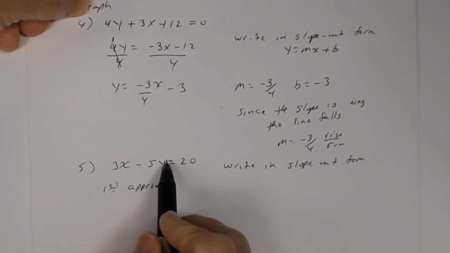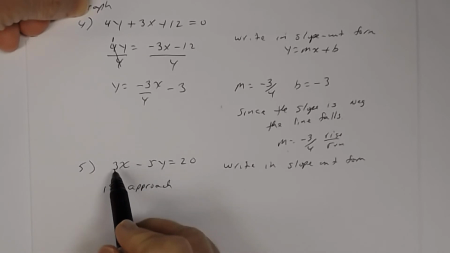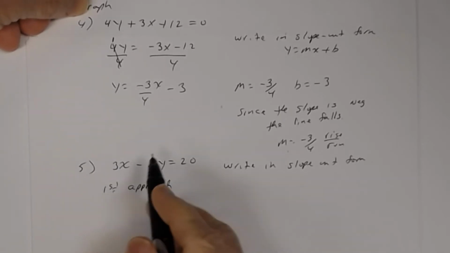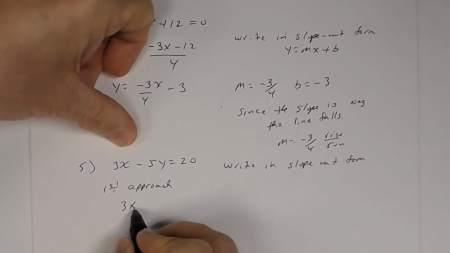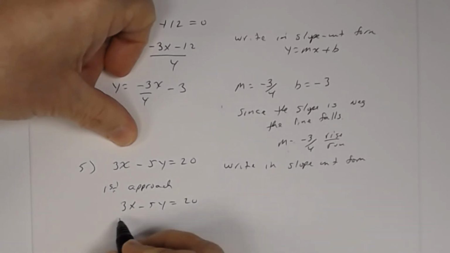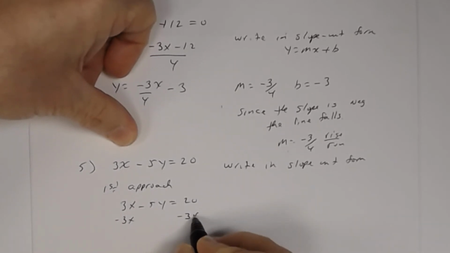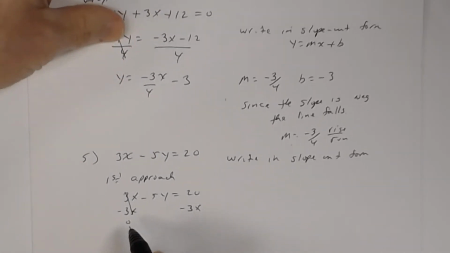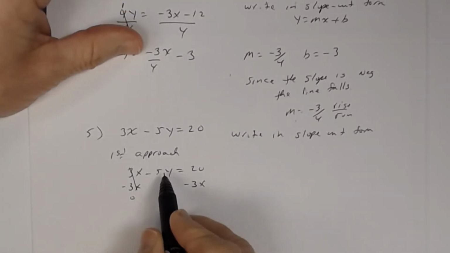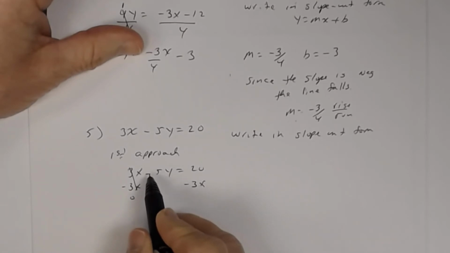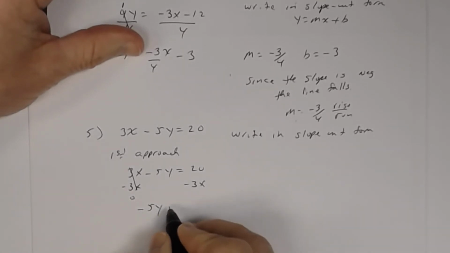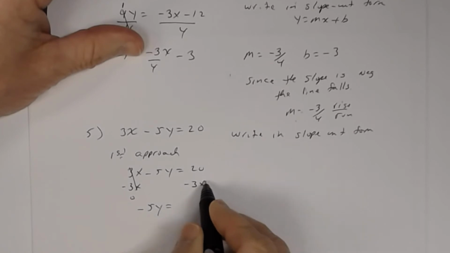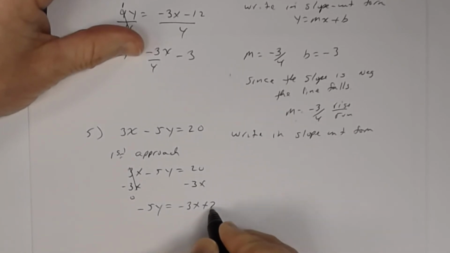Let's go ahead and get this term by itself, and then let's bring this to the other side. So I'm going to subtract 3x on both sides. And so when I combine like terms, 3x minus 3x is 0, but I get negative 5y, so you got to be careful. It's a negative 5y, so don't make that mistake and say 5y. And that's going to be negative 3x plus 20.